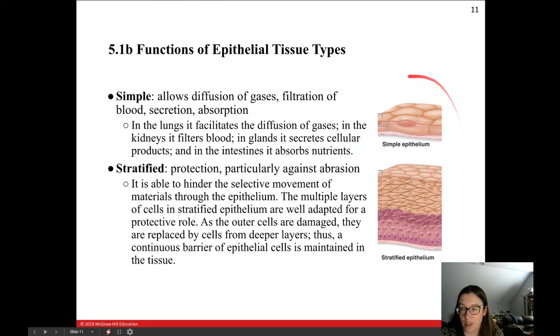All right, so let's look at the different layers. Simple epithelium, if it's only one layer thick, is usually not going to be as good at protection because there's only one layer, but it is pretty good for diffusion of gases, filtration of blood, secretion and absorption, and things like that.